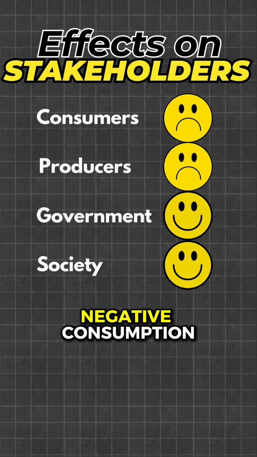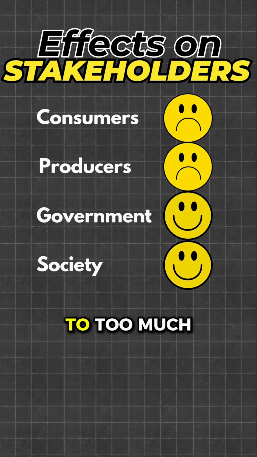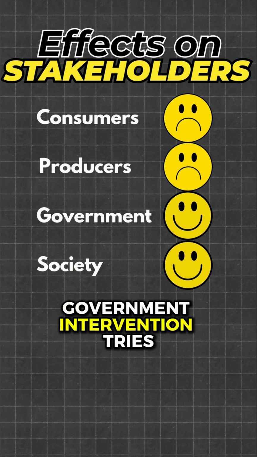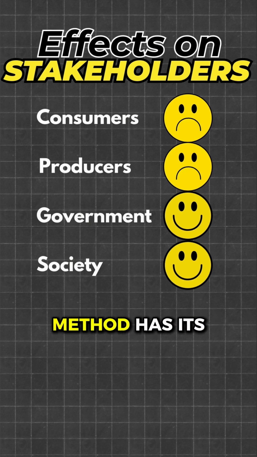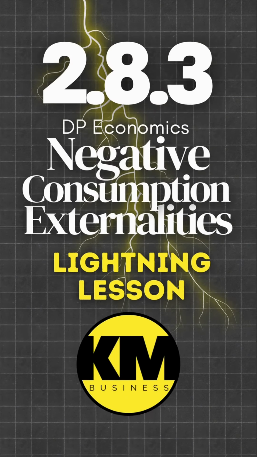In the end, negative consumption externalities boil down to too much consumption, too much harm, and a clear welfare loss. Government intervention tries to push the market back toward the socially optimum level, even though each method has its limitations. This is the essential idea, and once you understand the diagram and how policies shift the curves, the whole topic becomes much easier. And done!